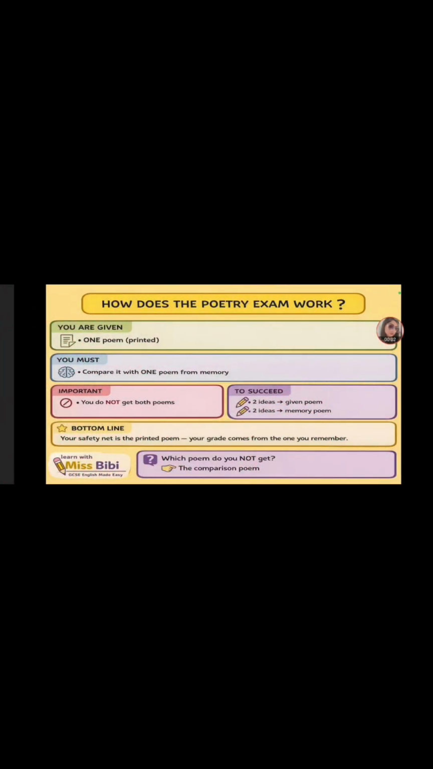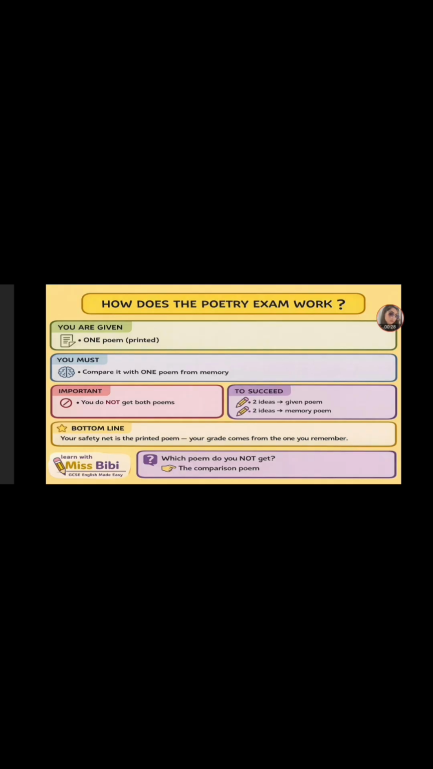Before we even look at the answer, we need to be really clear on what the exam is asking us to do. This is an AQA poetry comparison question. This question is worth 30 marks, plus 4 marks for spelling, punctuation and grammar. So everything you write needs to be analytical and precise.